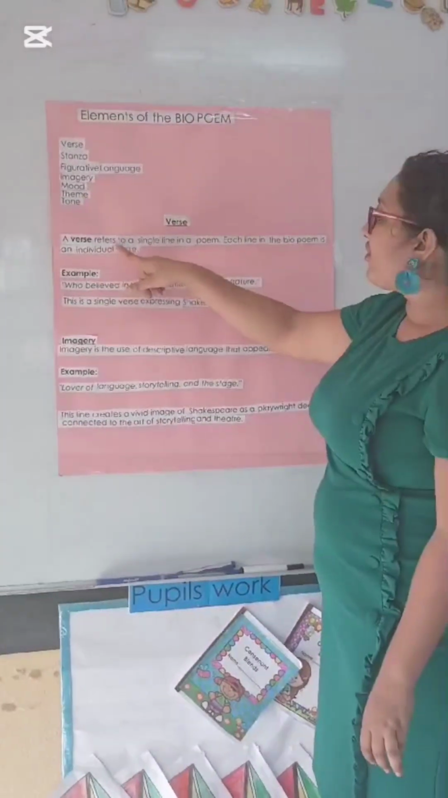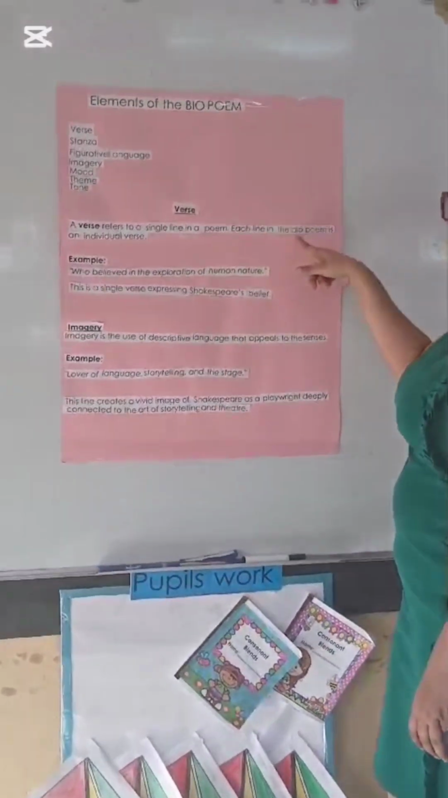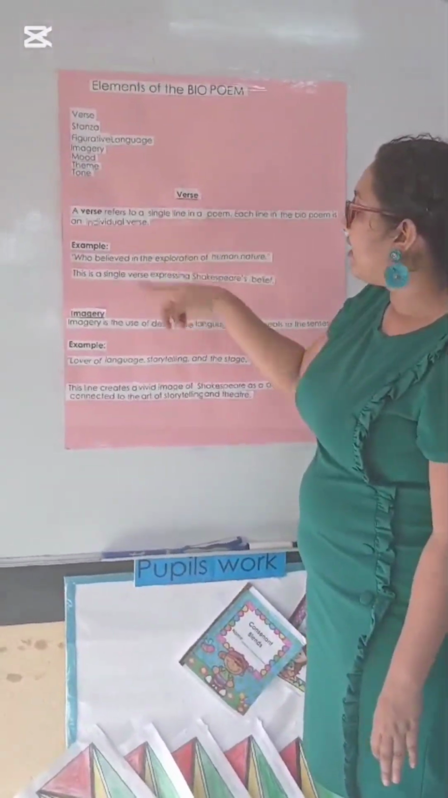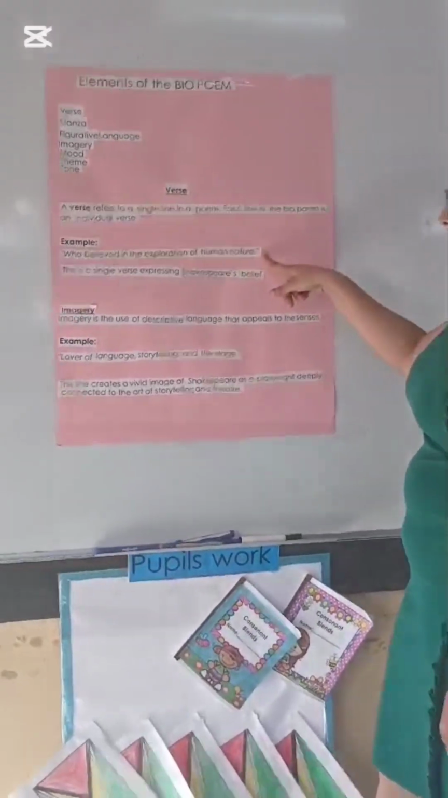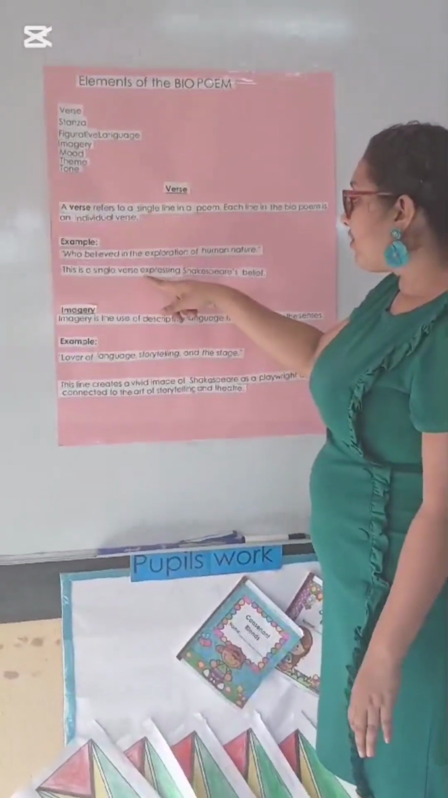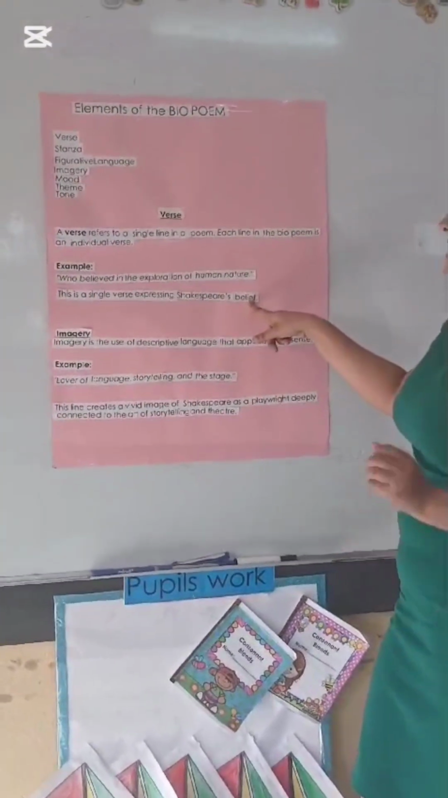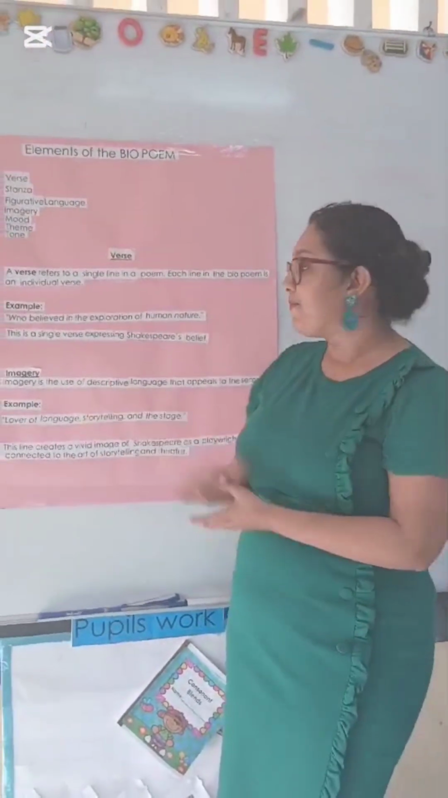So I have verse. A verse refers to a single line in a poem. Each line in the bio-poem is an individual verse. For example, we had, who believed in the exploration of human nature. This is a single verse expressing Shakespeare's belief. So a verse basically refers to a single line in a poem, each line.